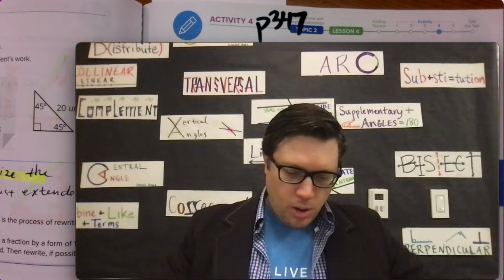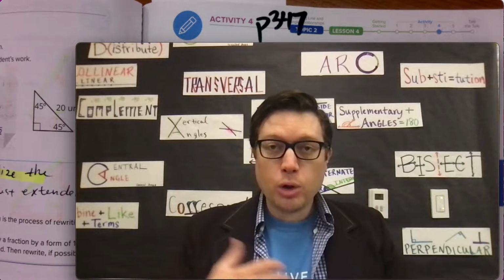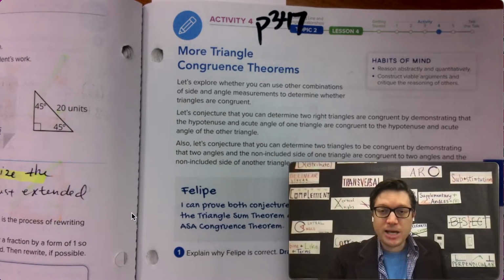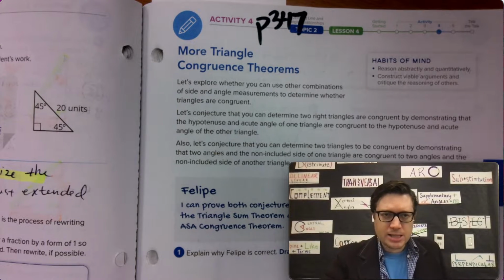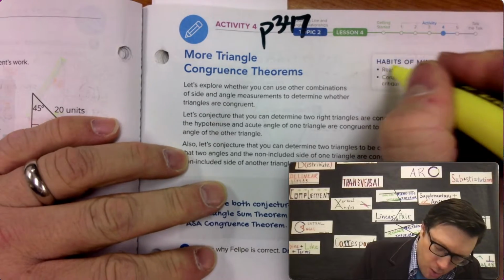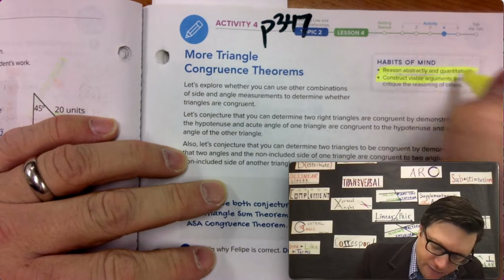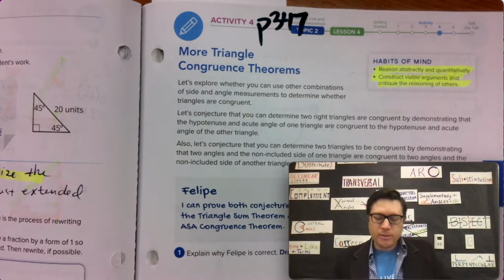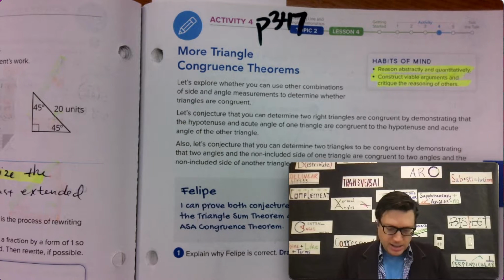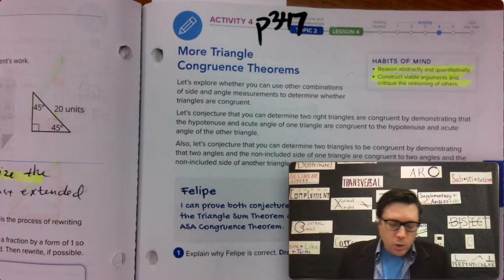Okay, so our learning goals for this lesson and video are exploring why these theorems work and exist. More triangle congruence theorems, and like good mathematicians do, we're going to reason abstractly and quantitatively. We're going to construct viable arguments and critique the reasoning of others, and it is up to us to be paying attention to that.